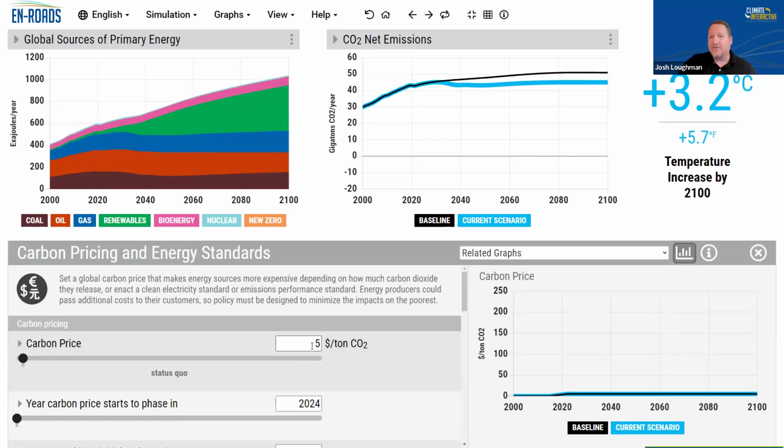So as we pull the carbon price slider out, we currently have it set at $5, which is our assessment of the global average. This is a good time to point out that carbon price in this model is a globally aggregated policy. So it's the average of the world policies, but it goes up to $250 per ton CO2.